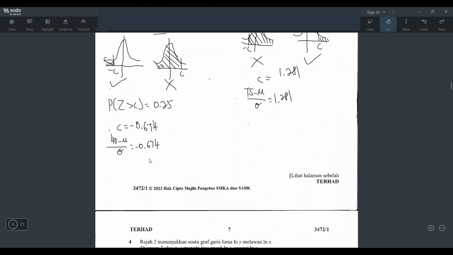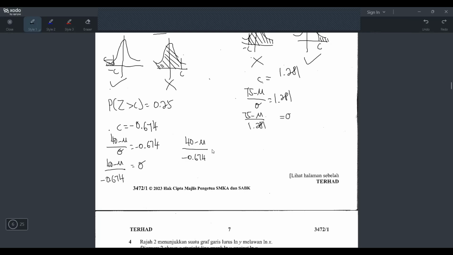And now you have two equations where you have two unknowns, right? So now you can do simultaneous. Okay, how to do simultaneous? You can find standard deviation on both sides. So here, standard deviation will be 40 minus mean over negative 0.674. And here also, standard deviation will be 75 minus mean over 1.281. This standard deviation and this standard deviation should be the same value. It means I can say standard deviation equals standard deviation, which means 40 minus mean over negative 0.674 equals 75 minus mean over 1.281.